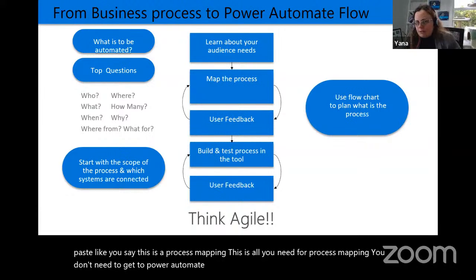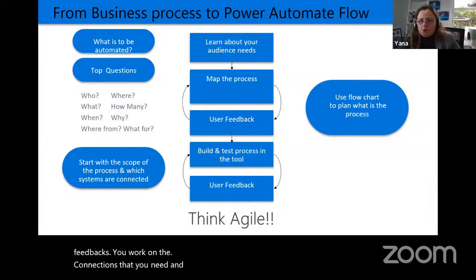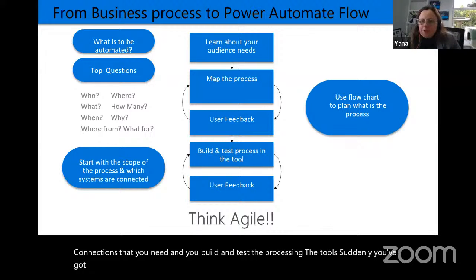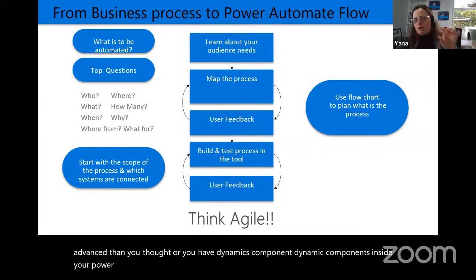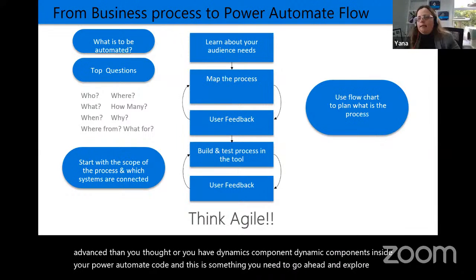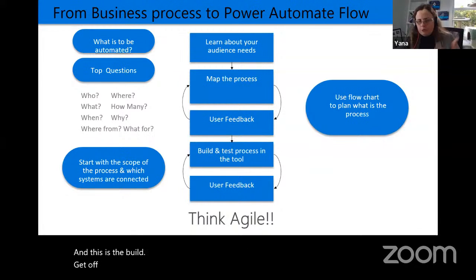After you map the process and you got the user feedback, you work on all the connections that you need, and you build and test the process in the tool. Suddenly you've got some development component maybe, or your logistic statements are more advanced than you thought, or you have dynamic components inside your Power Automate code. And this is something you need to go ahead and explore more. And this is the build part of the automation process. And of course, you go ahead with user feedback.